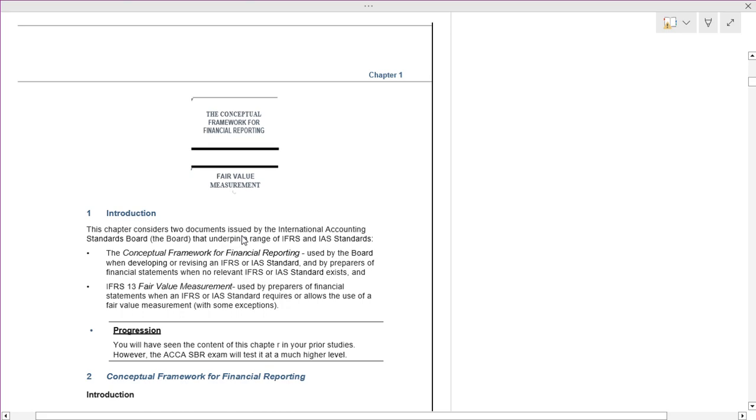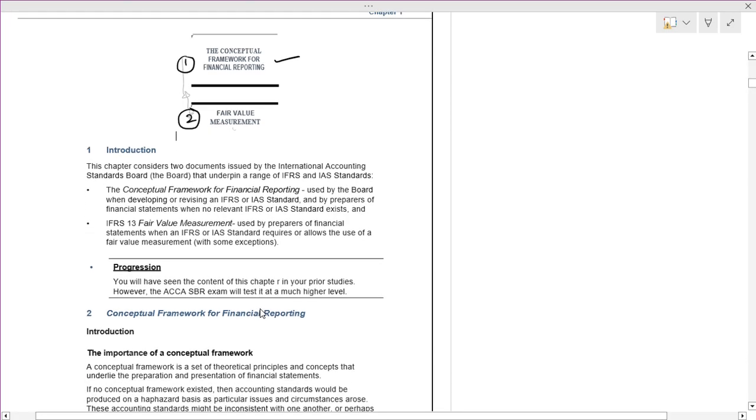Now we are talking about the conceptual framework of financial reporting, and these are the two things. The first one is what is the conceptual framework of financial reporting, and the most important thing, we are talking in terms of fair value. Now we will cover this conceptual framework, used by the board, how we work with IFRS or IAS, and by preparers of financial statements. In some cases, we will not have much clarity. Where we have the clarity, we follow this.